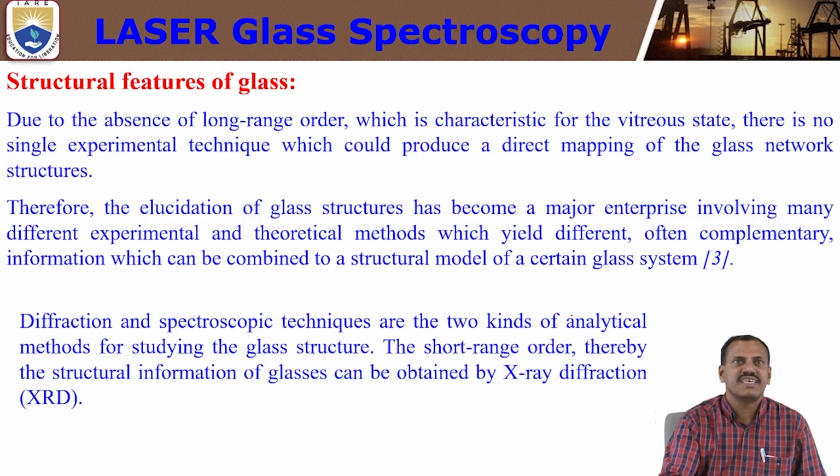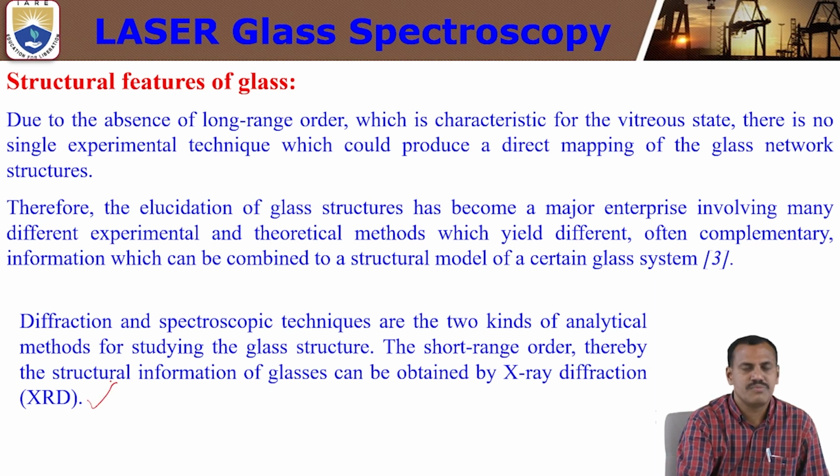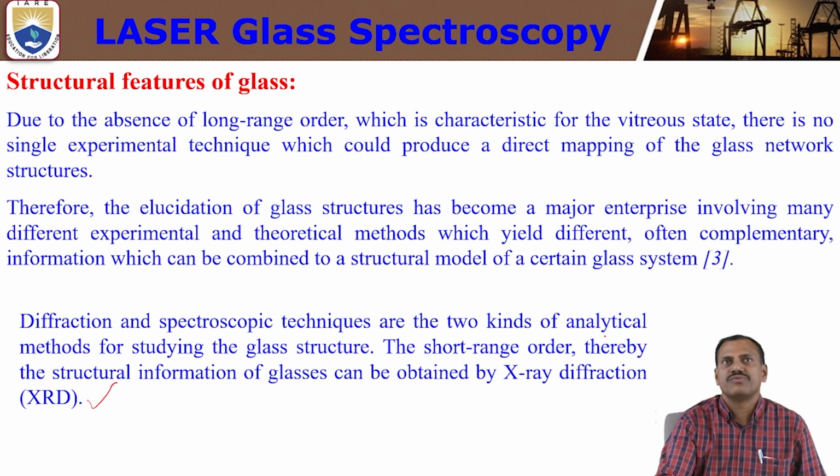We need to use XRD to study the short range order. The structural information of glasses can be obtained by X-ray diffraction. Whether it is borate glass, silicate glass, or tellurite glass, these glasses cannot show any crystalline peak. We need to see a broad band, which is the amorphous nature. Amorphous means the absence of long range order and the presence of short range order, which is very, very important.